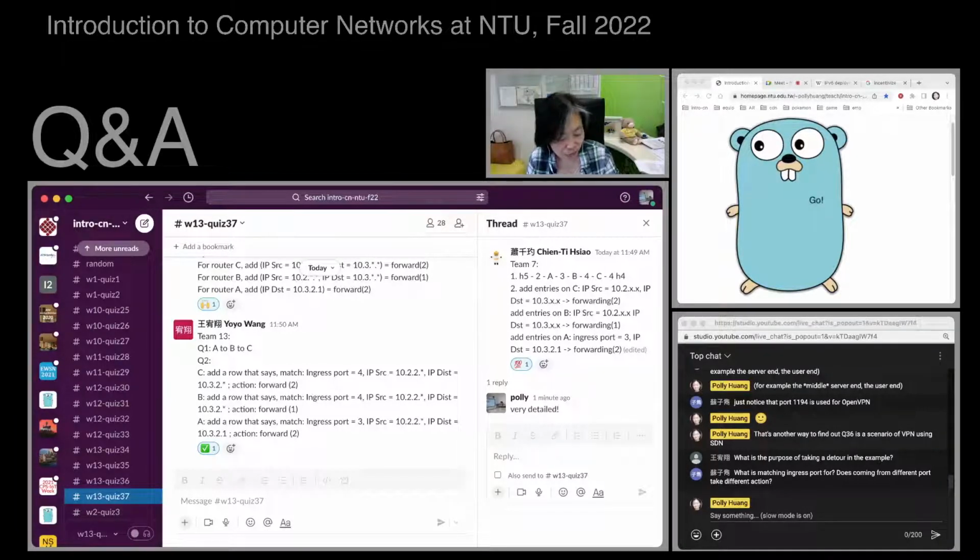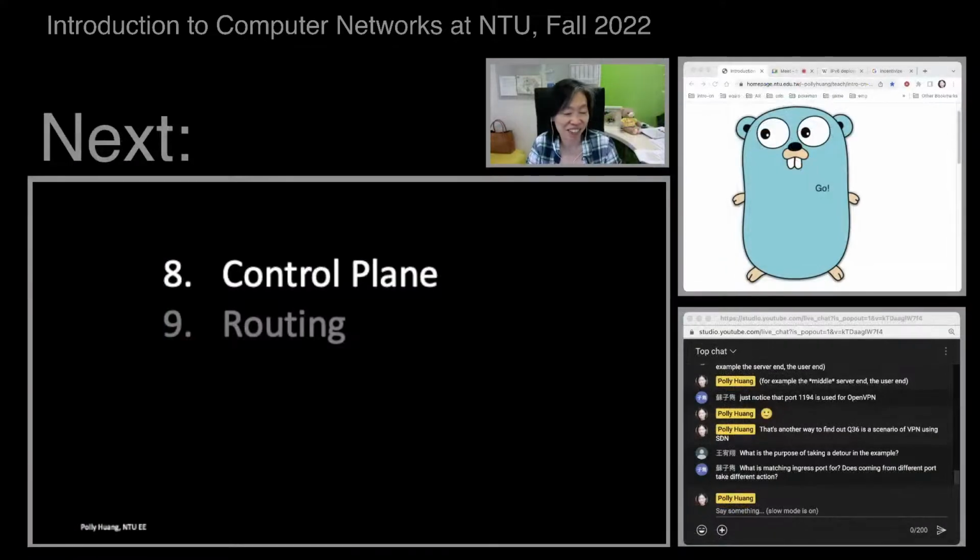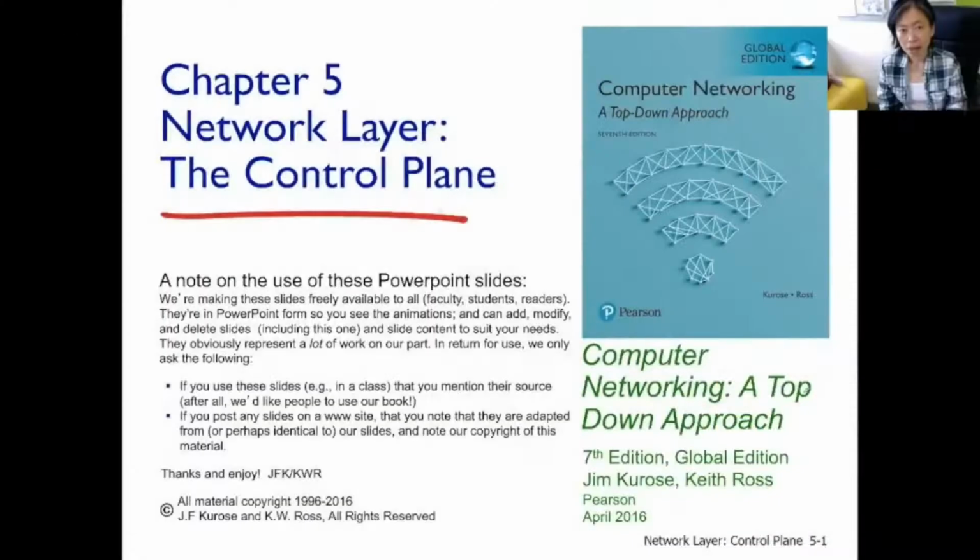And you know what? It's time we move on. And move where? A new chapter. You see that so far we've talked about chapter 4. It's all about the data plane, the forwarding plane. There's still the control plane, the routing plane, that we have not yet talked about. So let's start and break open chapter 5. Chapter 5, Network Layer, the Control Plane.